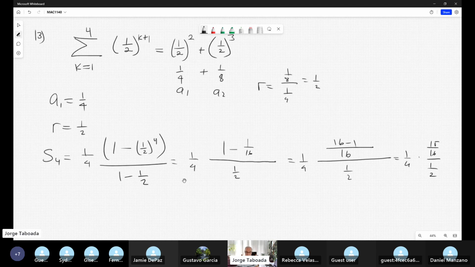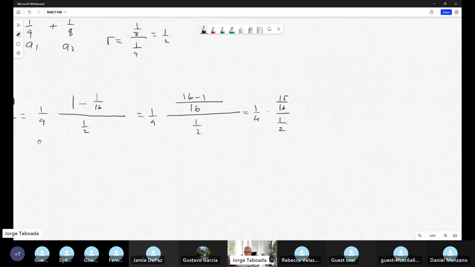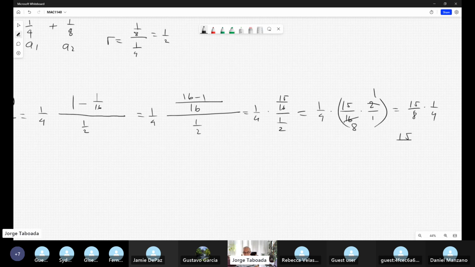Now, division of fractions. If you want to divide fractions, you copy the first exactly the same, and you flip the second, so it's 2 over 1. We simplify the upper. So it says 15 over 8, because 16 divided by 2 is 8. And multiplication by 1 over 4 is 15 over 32. Where does 32 come from? 8 times 4. This is the answer.